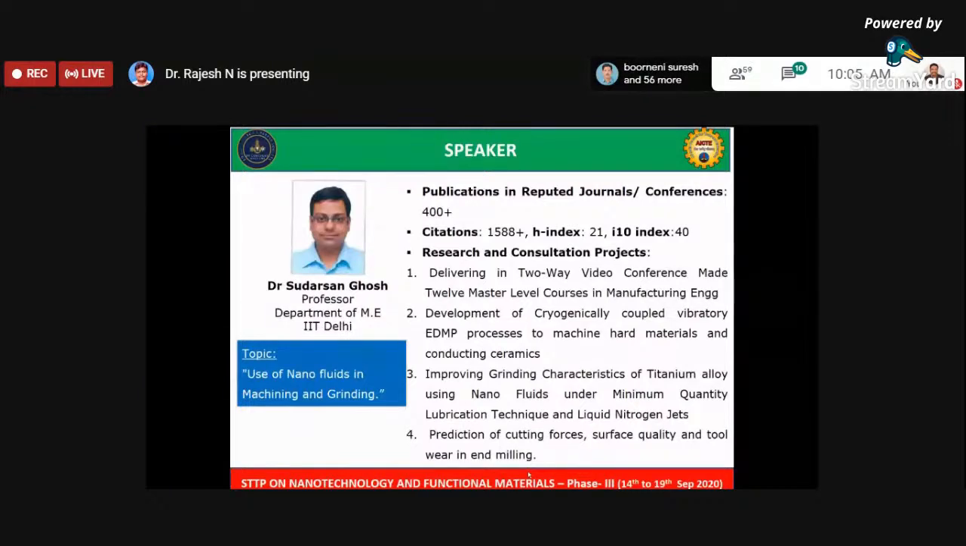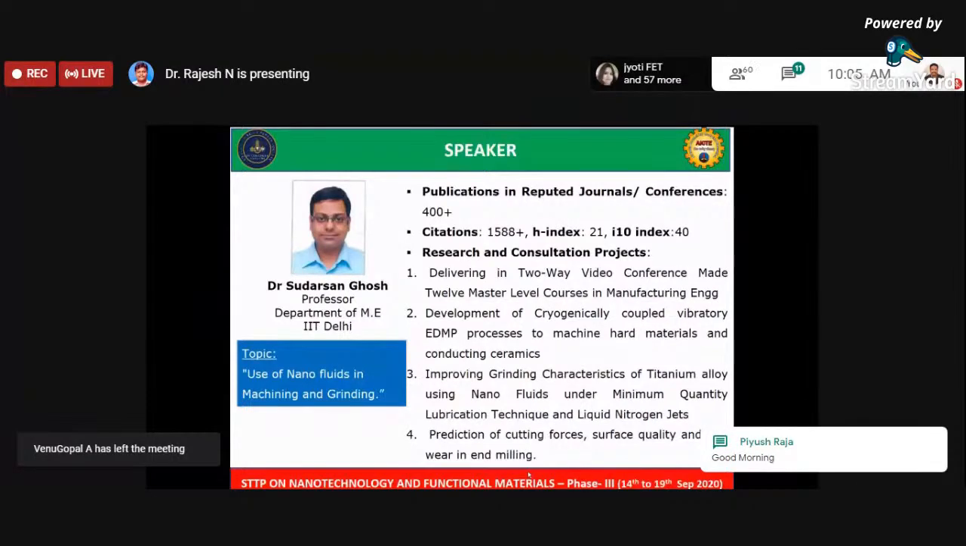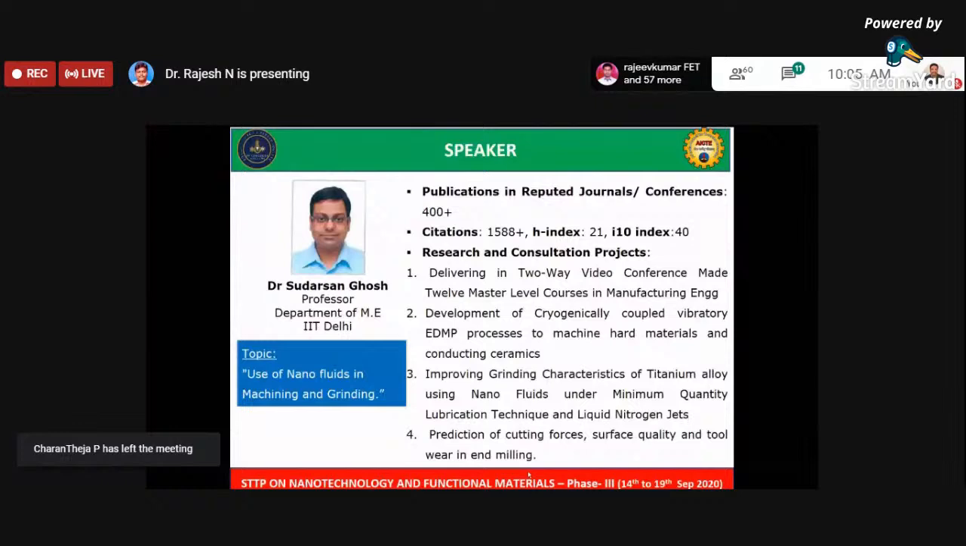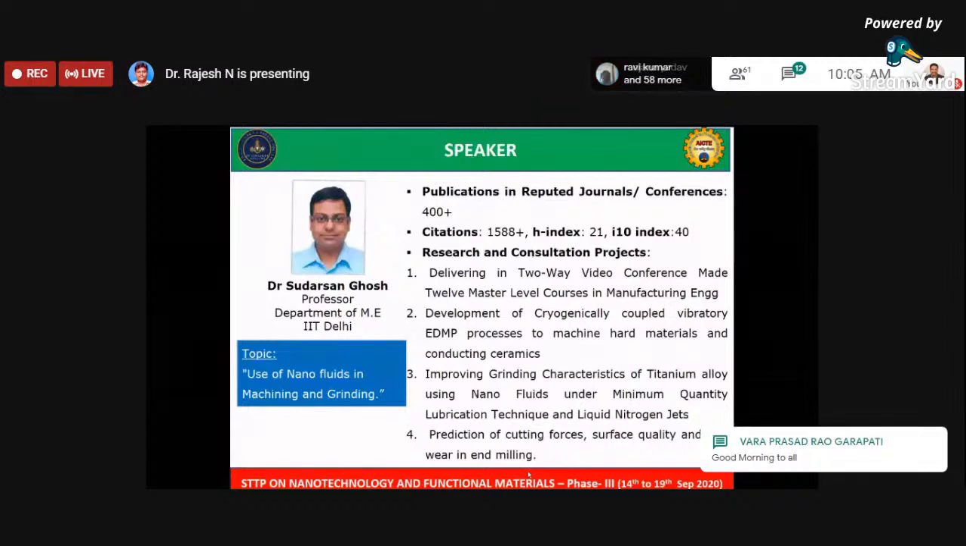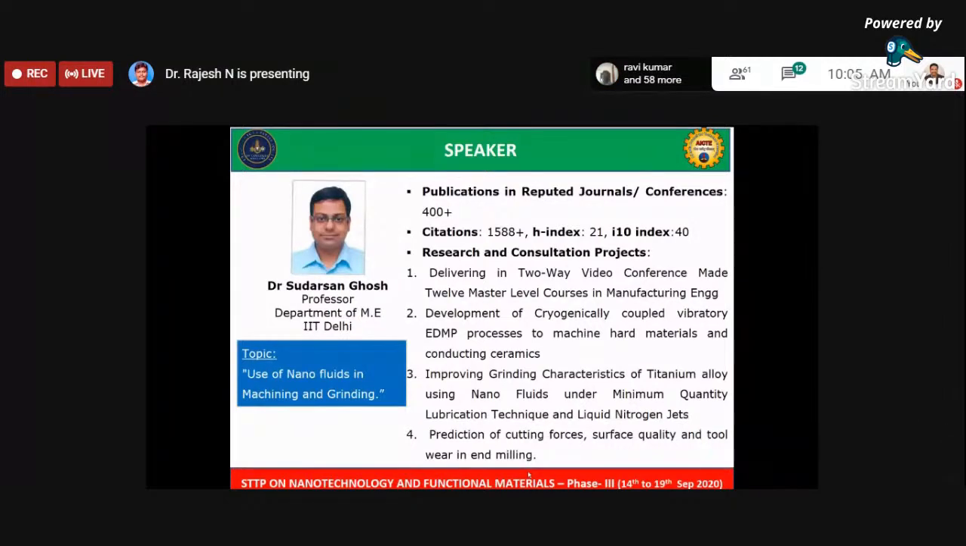Now let me introduce our resource person, Professor Dr. Sudarshan Ghosh, Professor from Department of Mechanical Engineering, IIT Delhi. He has published more than 400 research articles in reputed journals and conferences. He has a citation count of 1588, H index 21, i10 index 40. He has completed many research and consultation projects.